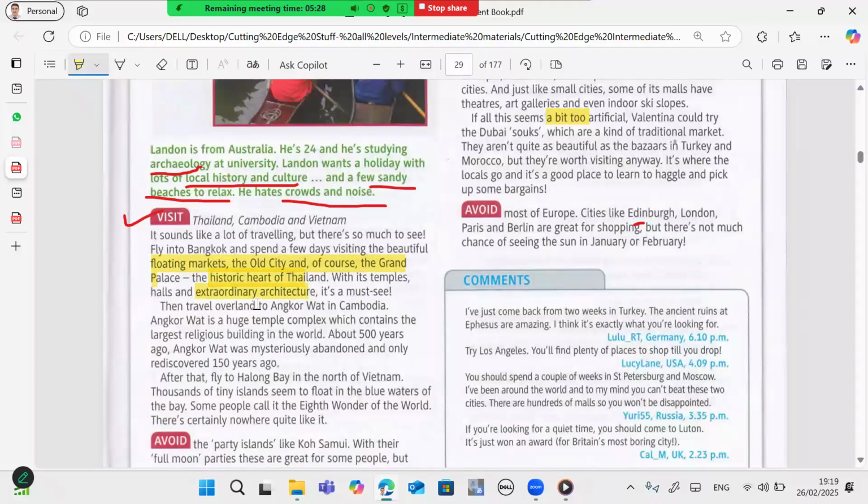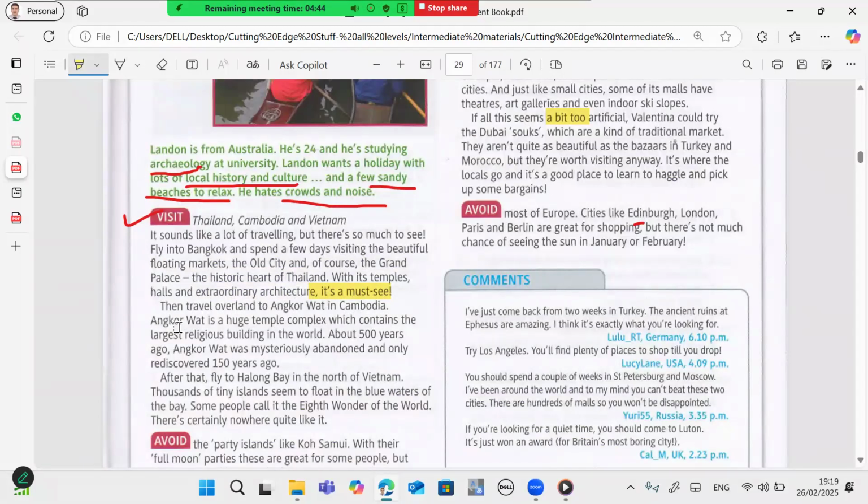What does architecture mean? Architecture المعمارية, الفن المعماري. It's a must see. الشباب اللي عاوزين يركزوا على النيو expressions. It's a must see, يعني شيء لازم تشوفه. You must visit this place. It's a must see.